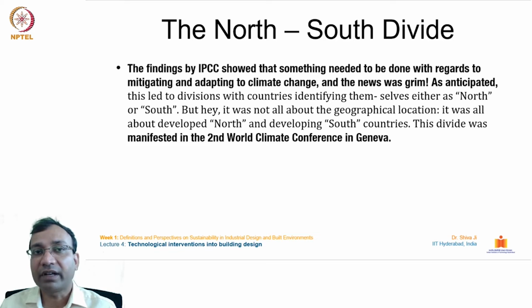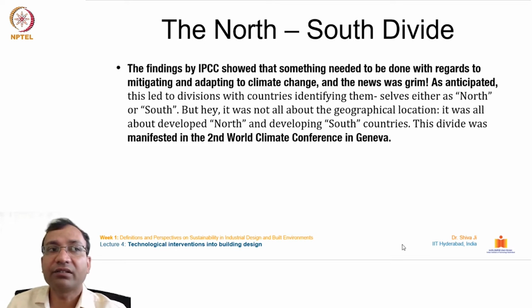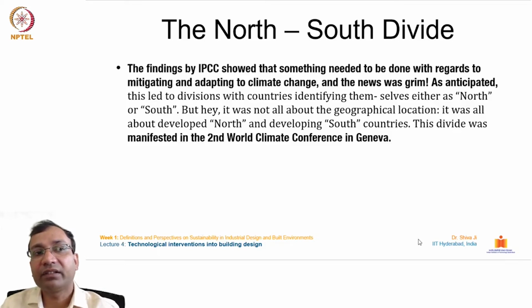Well, the North-South divide. The findings by the IPCC showed that something needed to be done with regard to mitigating and adapting to climate change. And the news was grim. As anticipated, this led to divisions, with countries identifying themselves as either North or South. But it was not all about geographical location, it was about developed North and developing South countries. This divide was manifested in the Second World Climate Conference in Geneva.